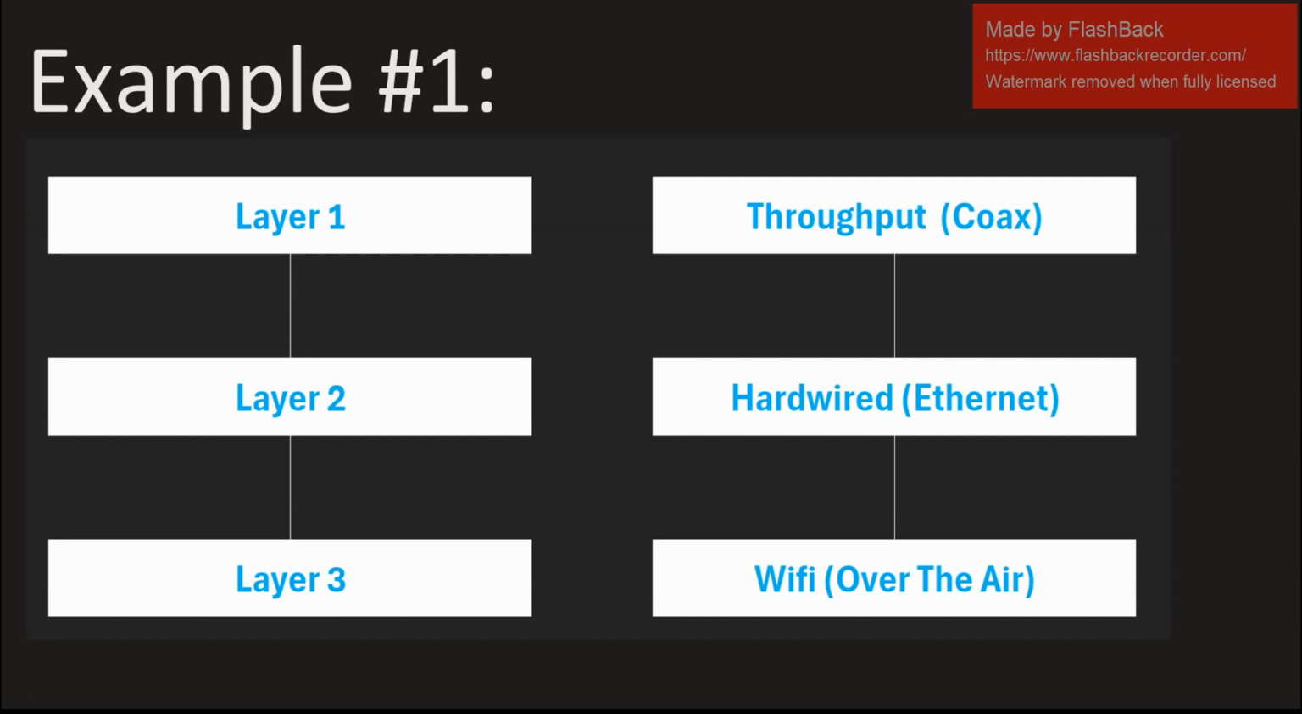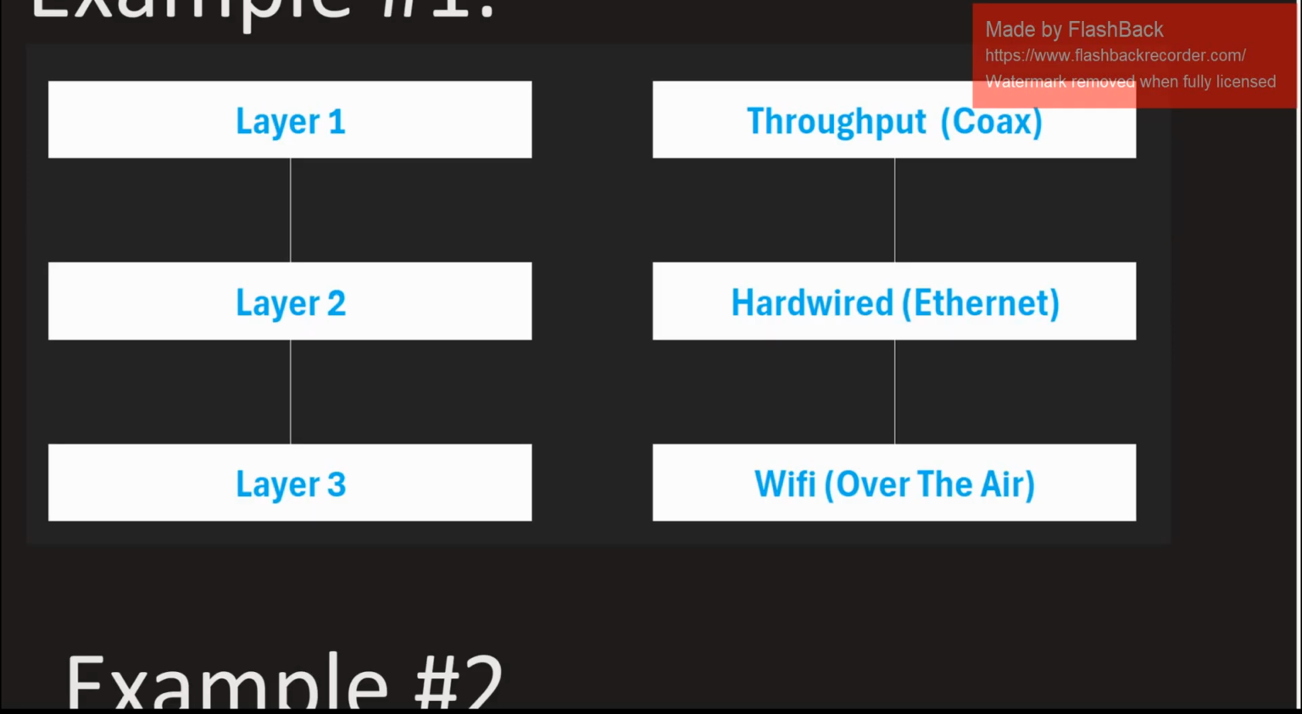So if we start off at layer 1, which is our throughput, what we get off the plant, which is what we find through our DOCSIS. That is the starting point for our hardwired Ethernet speed, and our hardwired Ethernet speed is also the starting point for our Wi-Fi over the air. So our hardwired Ethernet speed is based upon what we have on our throughput, and our Wi-Fi is based upon what we have on our Ethernet.